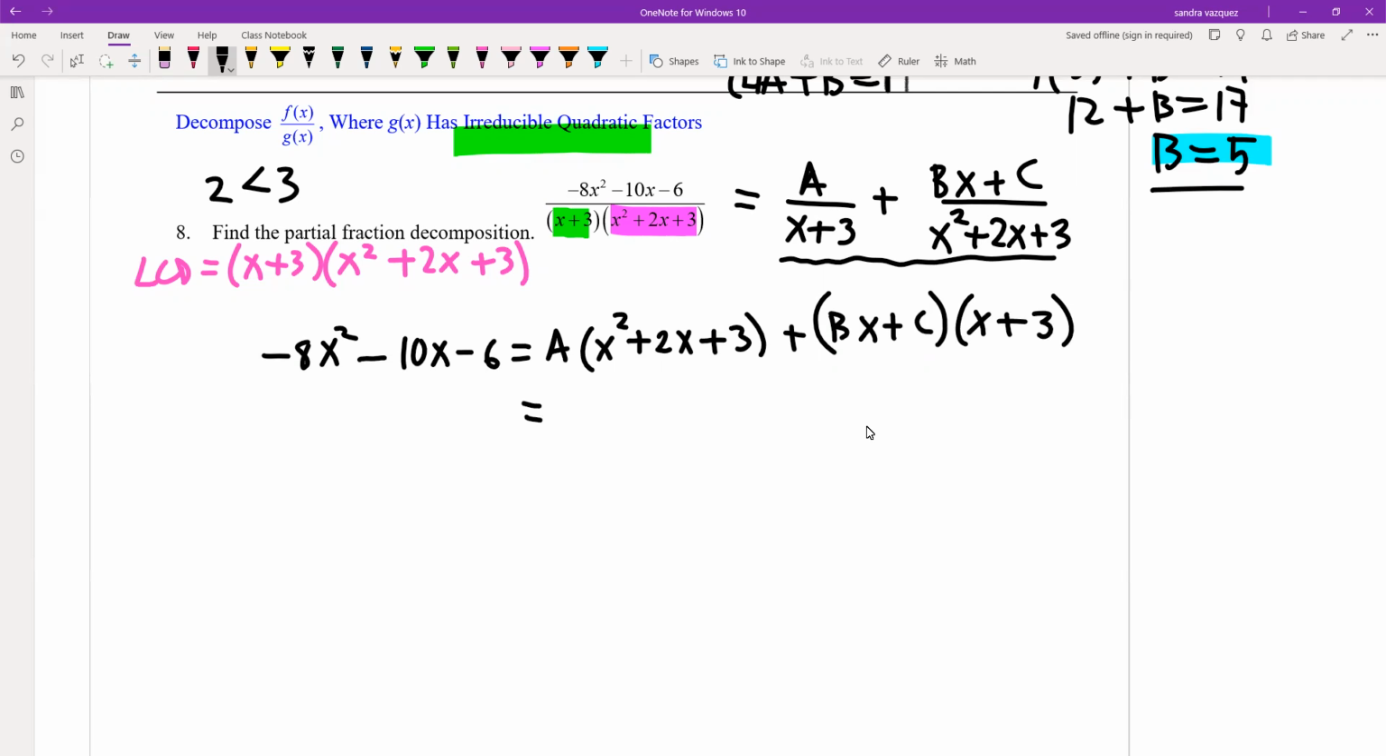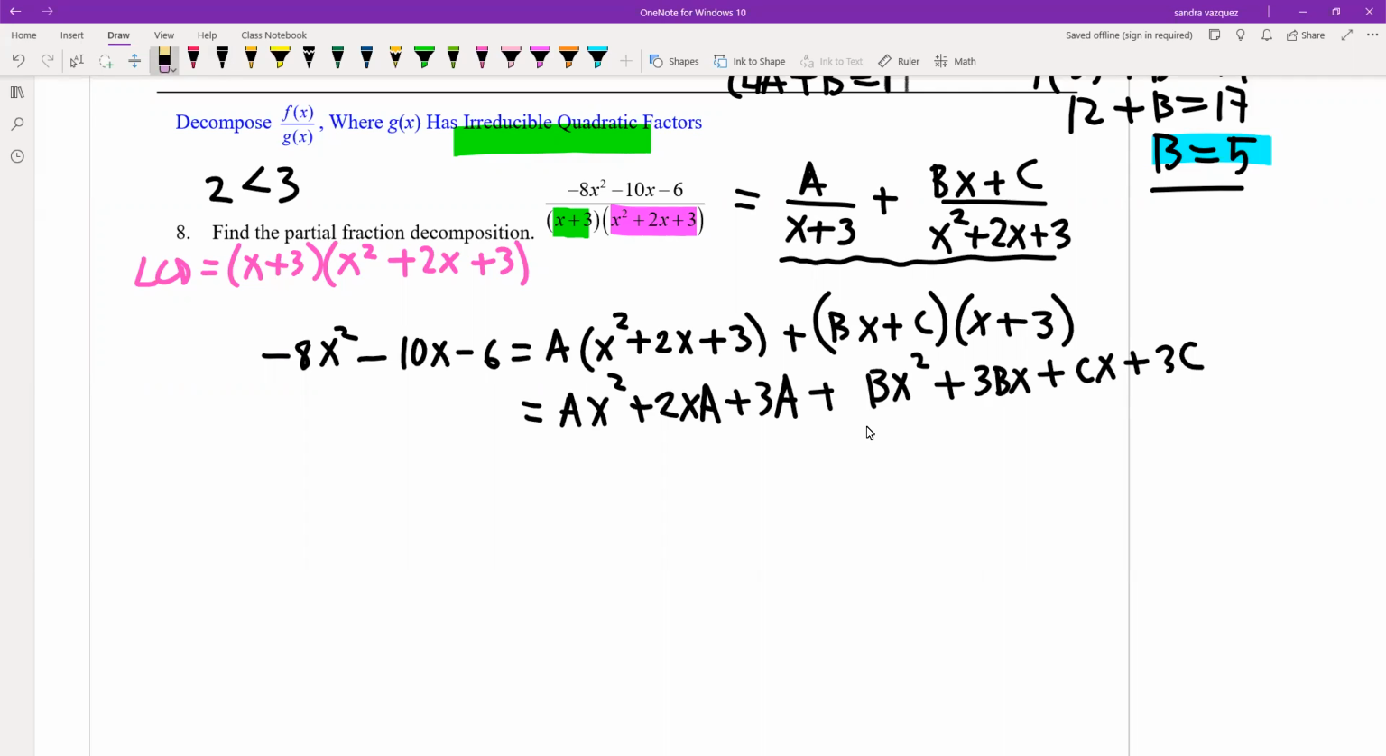Okay, go ahead and multiply the whole thing. So this is ax squared plus 2xa plus 3a plus, FOIL, bx squared plus 3bx plus cx plus 3c. Now, do not ask me why I put the x before the a. Order doesn't matter. We can do 2a and then x also. So that's what I'm going to do, 2ax.